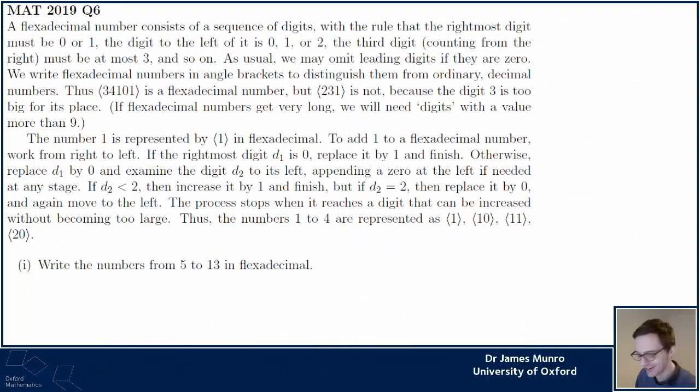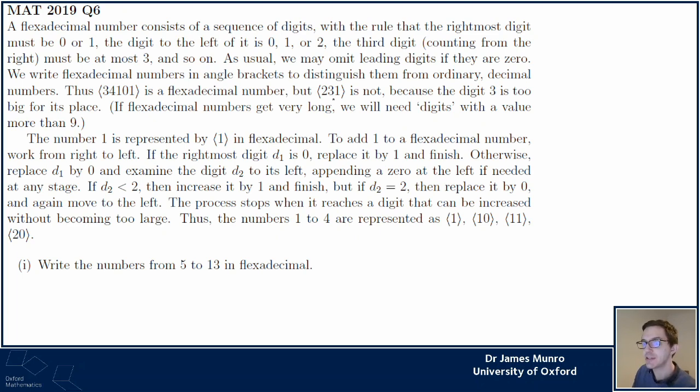Question 6 defines a new way of writing numbers called flexadecimal, which has these cool angle brackets around the numbers. The rule for flexadecimal numbers is that in each place there's some acceptable digits, and they're not allowed to be too large. So here this number is not a flexadecimal number. This 1's okay, the 2's okay, but this 3 is too big for its position.